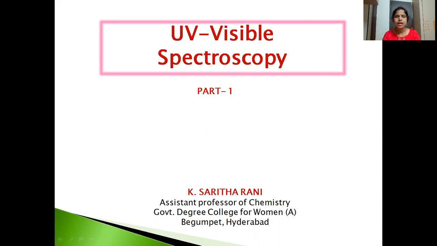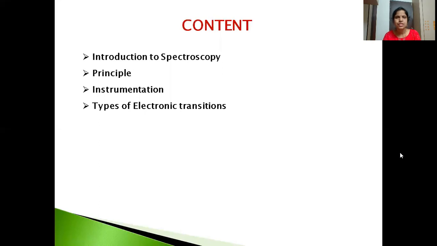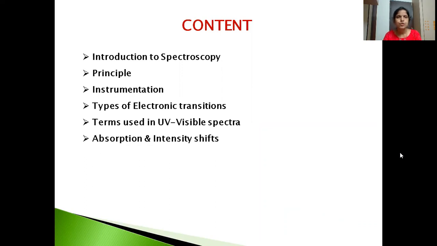In this class, first, we will again discuss the introduction of spectroscopy, just a brief introduction. Then the principle involved in UV spectroscopy, instrumentation, types of electronic transitions, the various terms which we use in UV visible spectra, absorption and intensity shifts, and its applications.